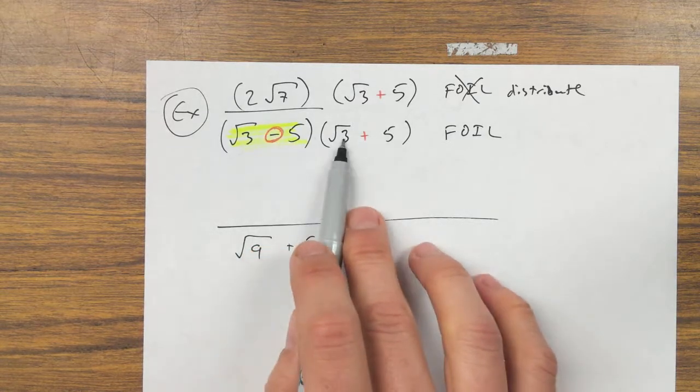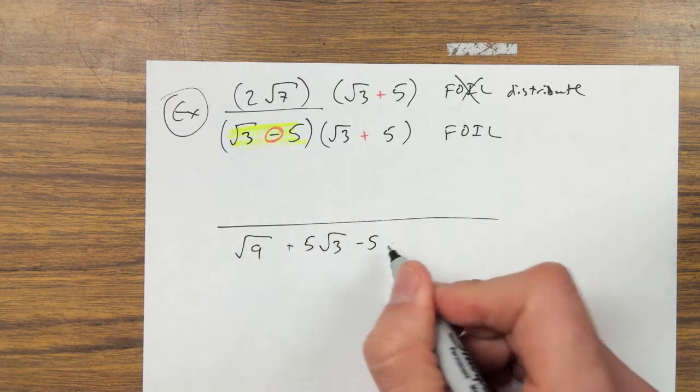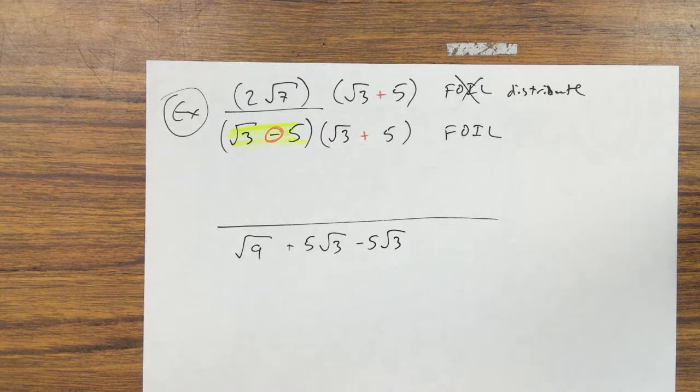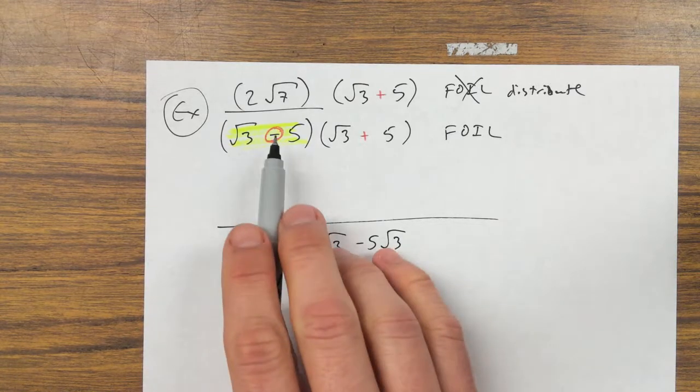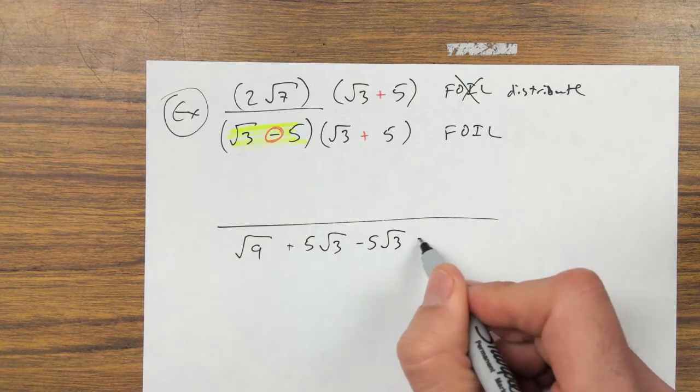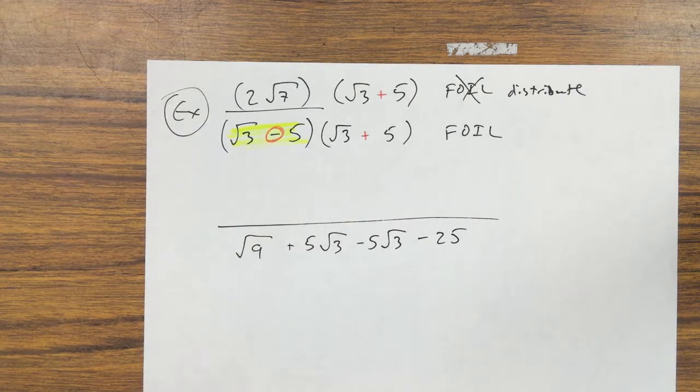Negative 5 and square root 3. Keep the negative 5 outside, keep the 3 inside. And then negative 5 times positive 5 is negative 25. So we FOILed the bottom. Again, we talked about that yesterday, so there's a reason why we did yesterday before today. Then we distribute.